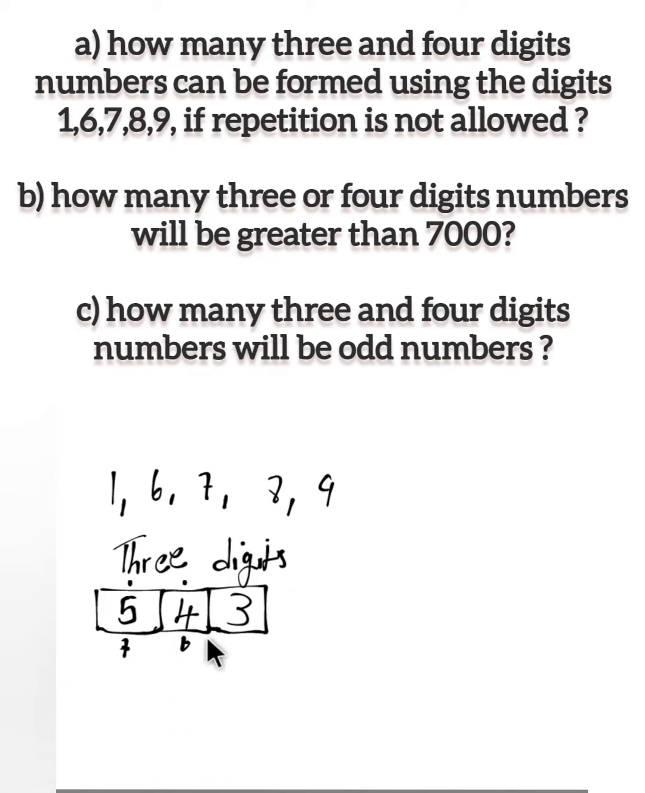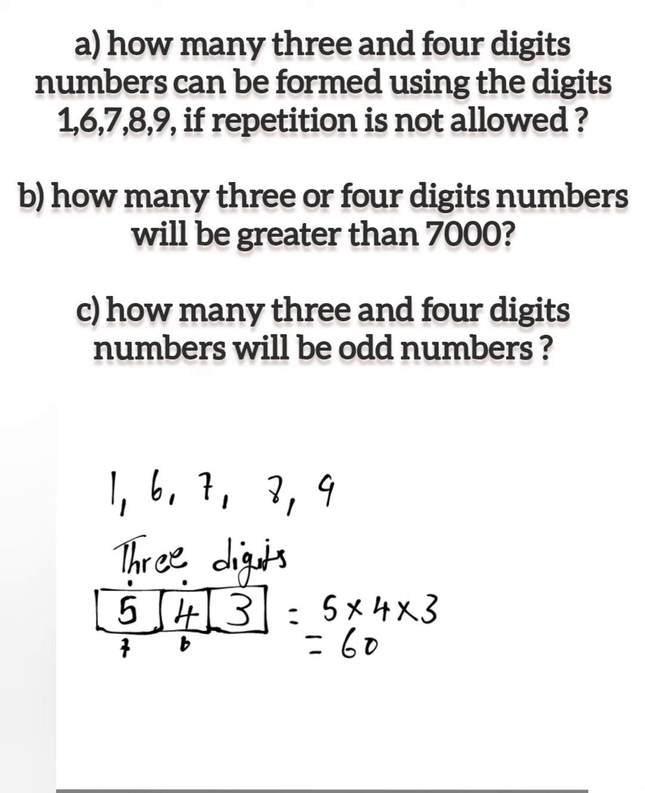Hence, the number of ways we can arrange 3 digits from this set of numbers is equal to 5 times 4 times 3, which will give us 60. So that's 60 ways of arranging 3-digit numbers from the set of numbers.